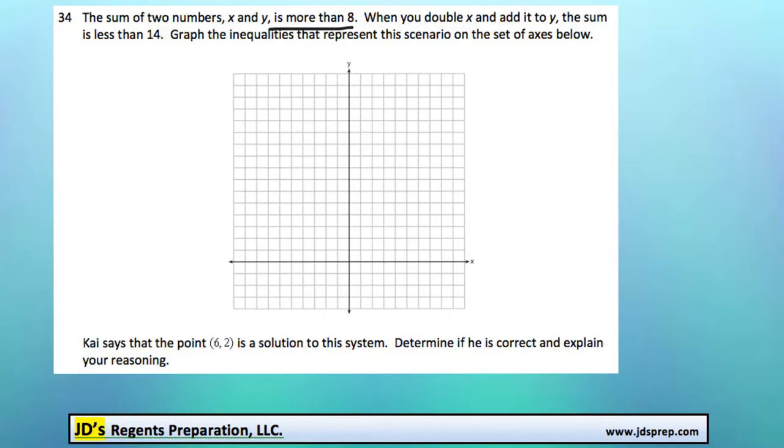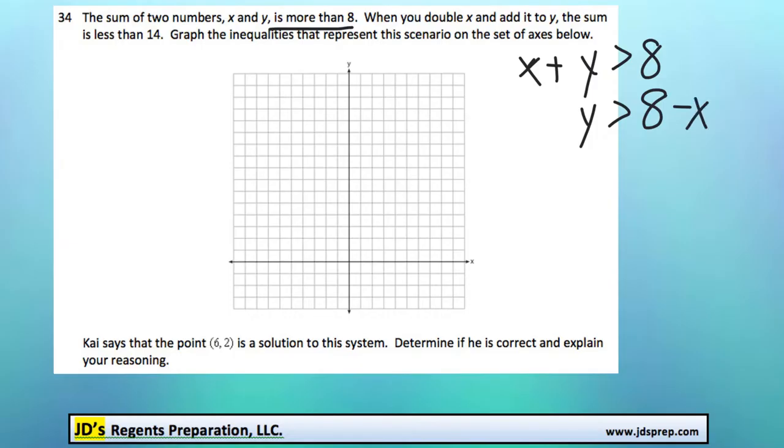Okay, so the first trick is to turn these sentences into an algebraic inequality. So the sum of two numbers, x and y, that one's fairly simple. Sum means to add, so we're going to do x plus y. So the sum of the two numbers is more than 8, or greater than. Now what we need to do in order to graph this using our graphing calculator is isolate y. So I'm going to subtract x from both sides, and we'll get y is greater than 8 minus x.